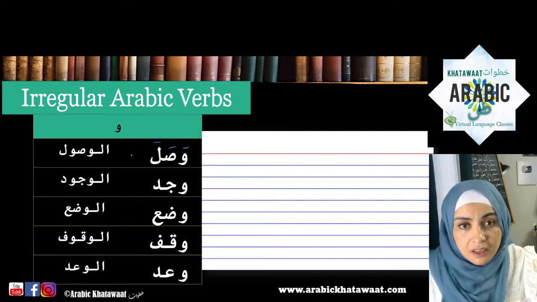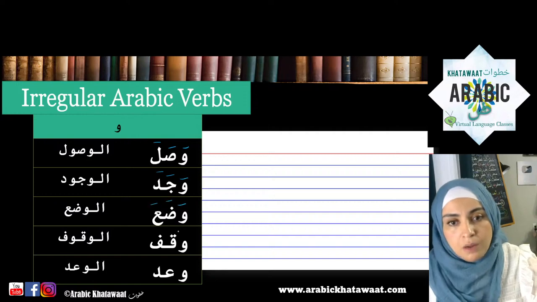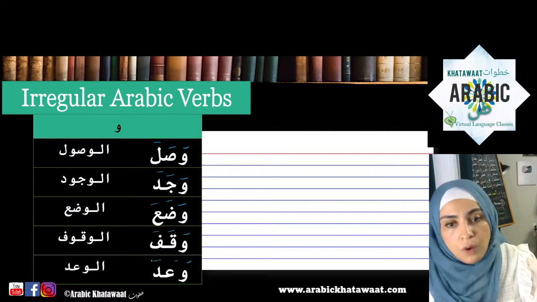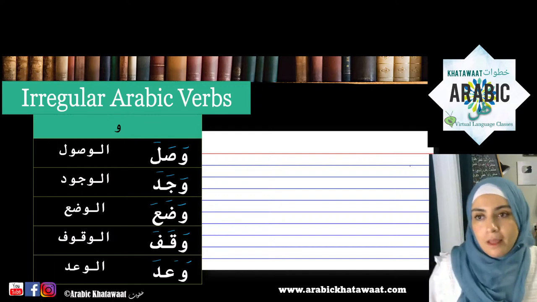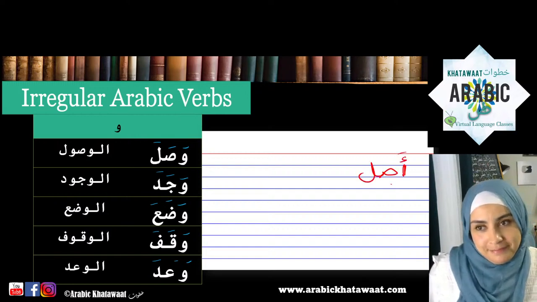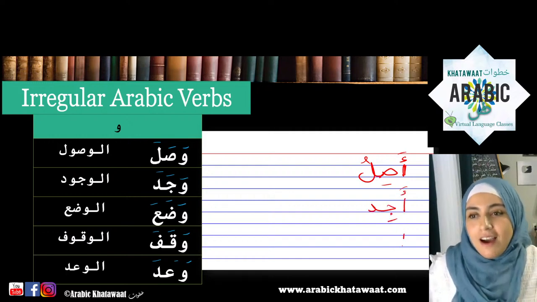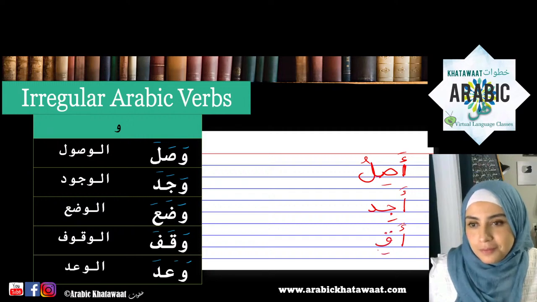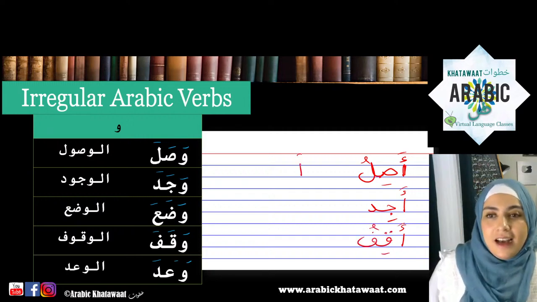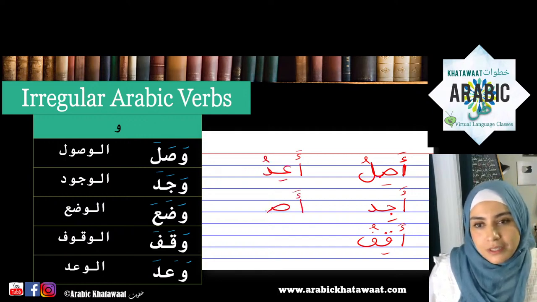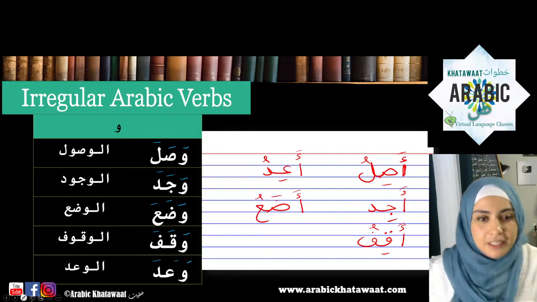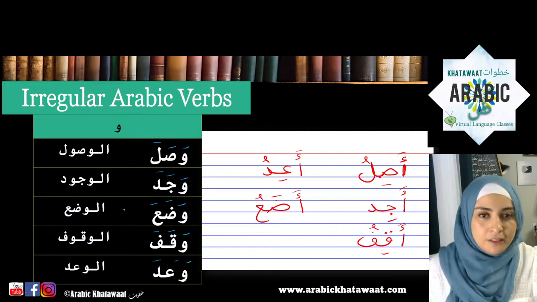So we have وصل, arrive, وجد, find, وضع, put, وقف, stop, وعد, promise. And I can say something like this. أصل, أجد, أقف, أعد, أضع. Tell me what happened here. Let's see. What happened to the irregular verb over here?